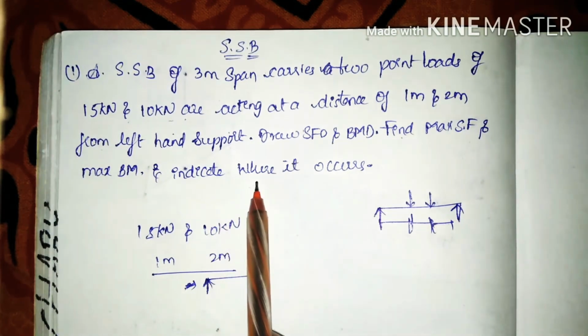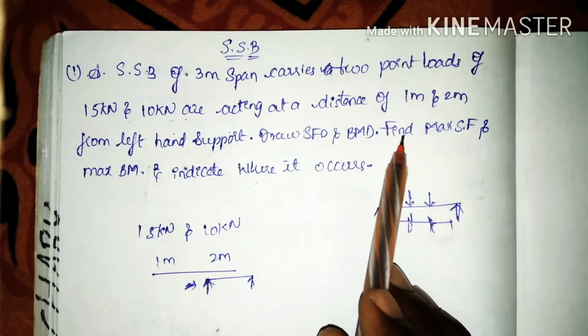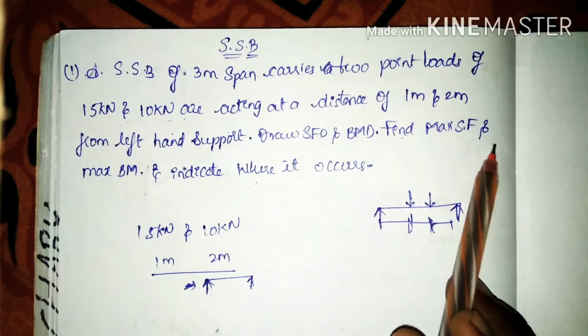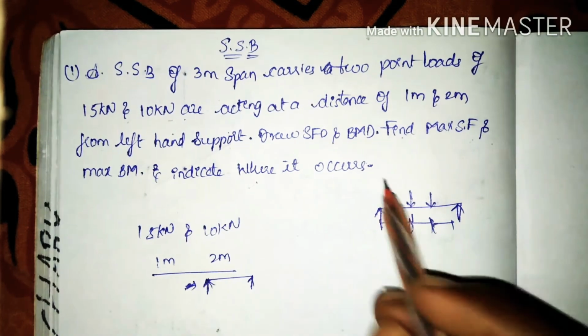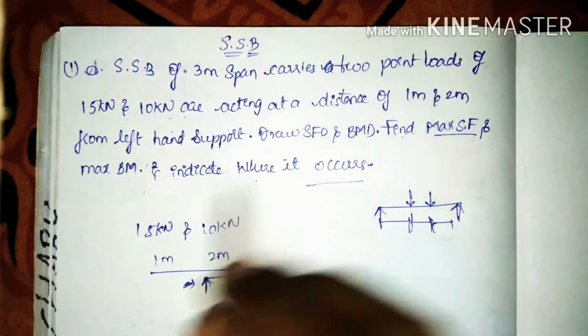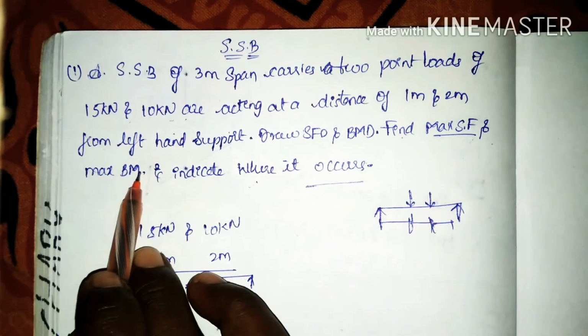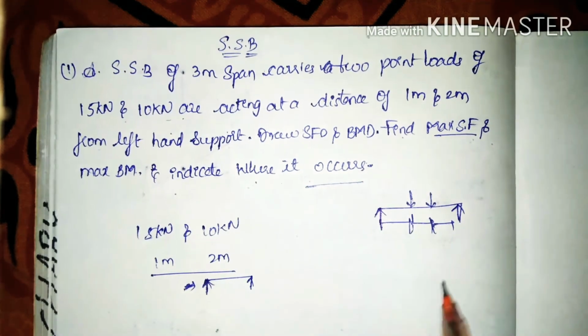And next, draw the shear force diagram and bending moment diagram and find the maximum shear force and maximum bending moment and indicate where it occurs. Here we have to find the maximum shear force and the maximum bending moment, and we have to indicate where it is going to occur.